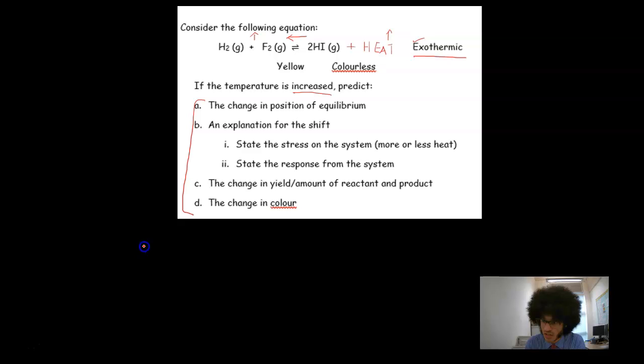The first bit I need to do is mention the change in equilibrium. So the first thing I have to say is the equilibrium shifts to the left. That will give you 1 mark in most exam situations. Now I have to explain it. What's the stress on the system? The thing I haven't mentioned here is you have to mention the nature of the reaction. So the first thing you have to say is the reaction is exothermic.